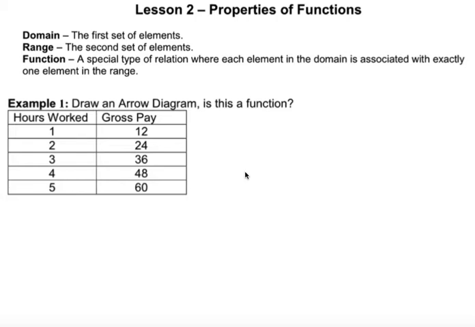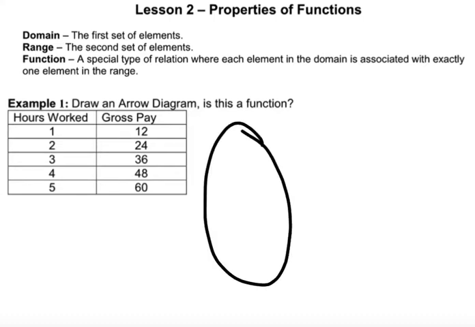So if something from your first set has more than one association with something in your second set, it is not a function. It can only relate to one thing. So here we go. Let's take a look at this first example. It says draw an arrow diagram to determine if this is a function.